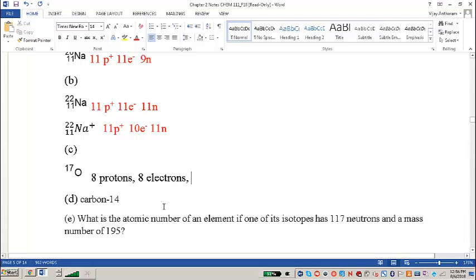Okay, so 8 protons, 8 electrons. What is the number of neutrons? 17 minus 8, it should be 9 neutrons. Right? Carbon-14, one of the isotopes.